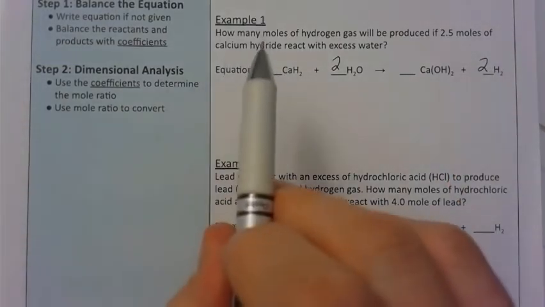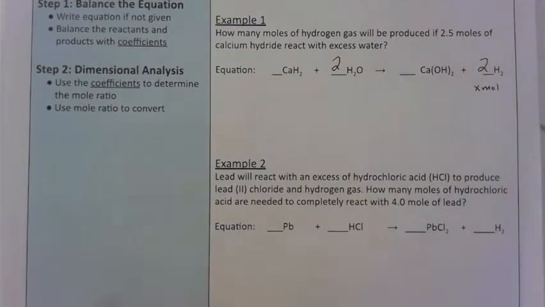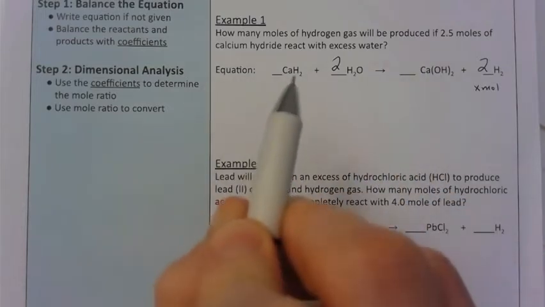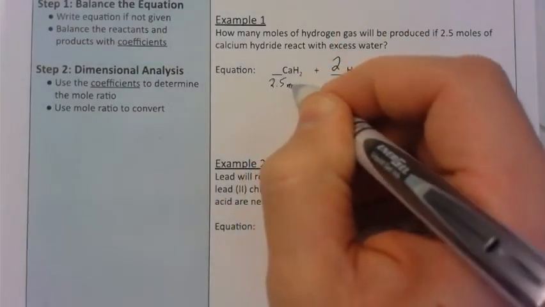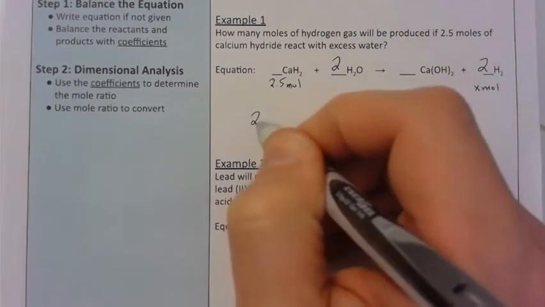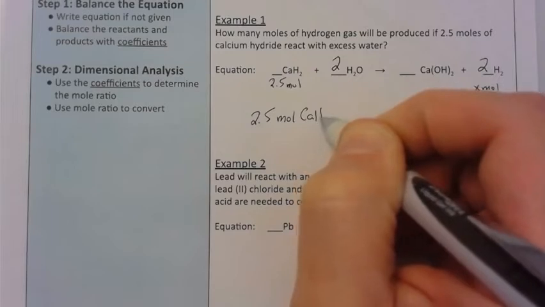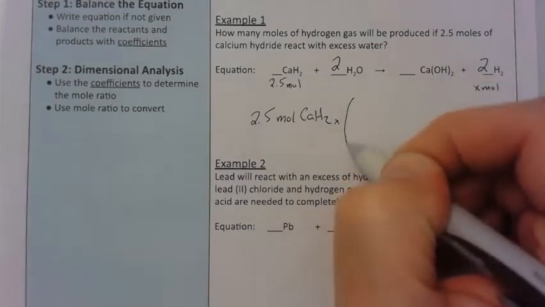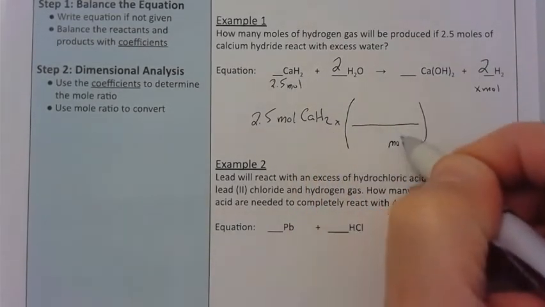So we're trying to figure out how many moles of hydrogen gas, so X MOL is what we're solving for, if we put in 2.5 moles of calcium hydride as our reactant. So again, we've only got one starting point, so we're going to write 2.5 MOL and then the formula of our reactant, CaH2. And then as we set up our conversion factor, that label is going to go in the denominator.